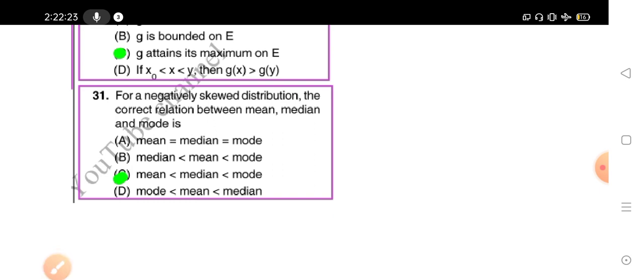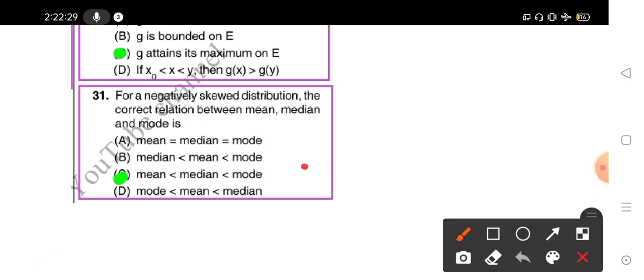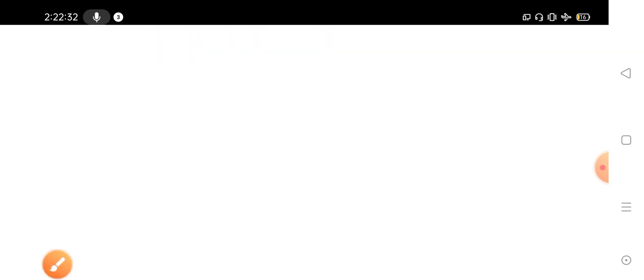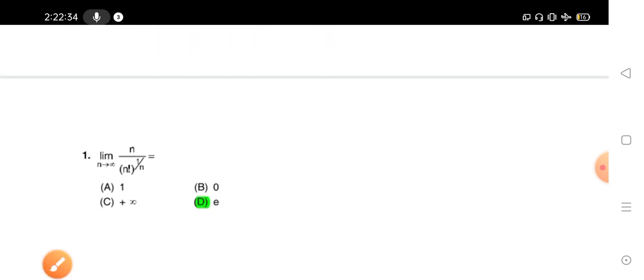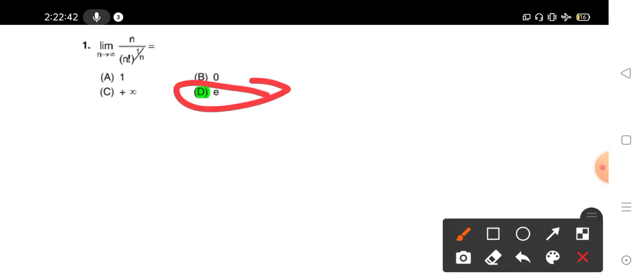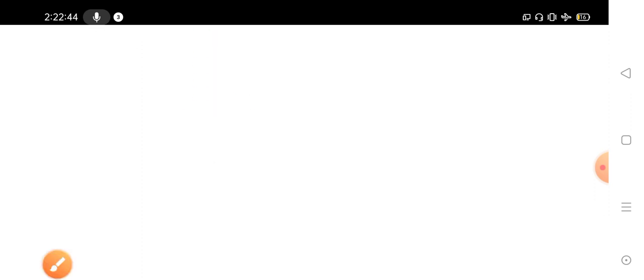This is also a statistics question. For a negatively skewed distribution, the correct relation between mean, median and mode: mean is less than median is less than mode. Option C is correct. Next question. Limit n tending to infinity of n upon (n factorial) raised to 1 upon n equals e. Option D is correct.